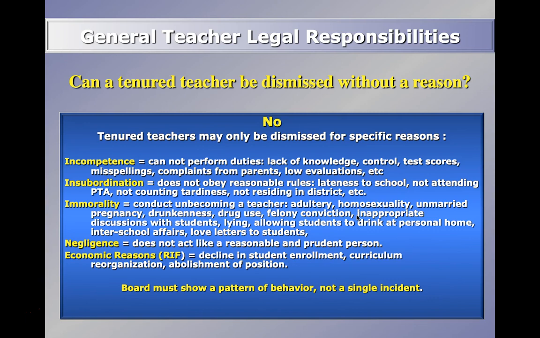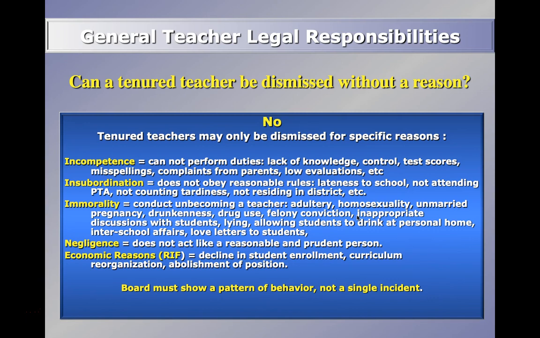But definitely, under this, things like inappropriate discussions with students, love letters to them, that's going to get you every time. Allowing a student to drink at your home, those will get you fired. So that's under immorality. And then negligence, where you just don't act as a reasonable, prudent person. If you lose a lawsuit against a parent, they'll probably terminate you.